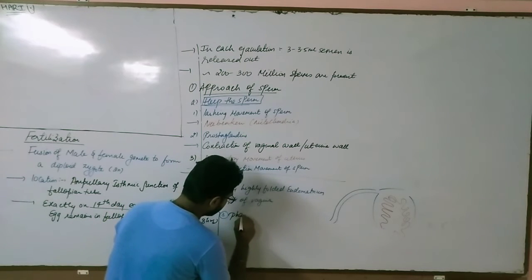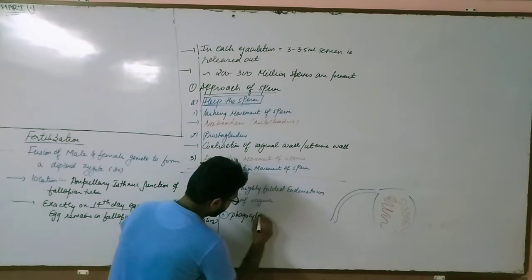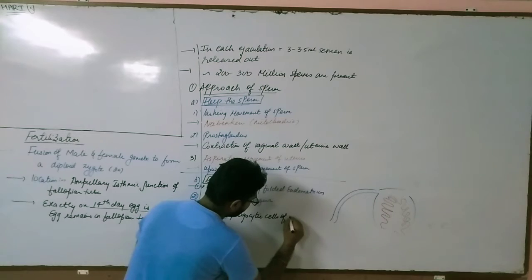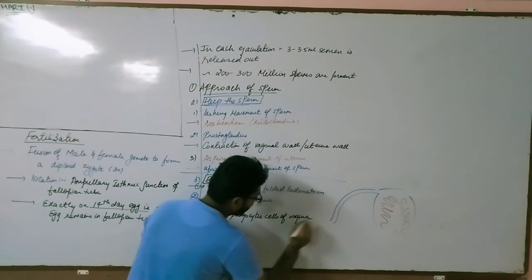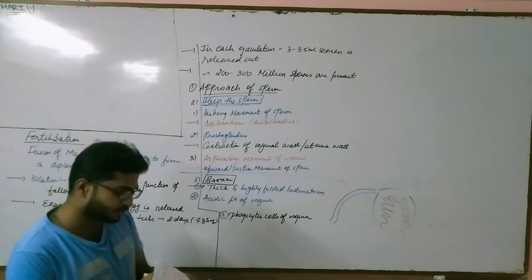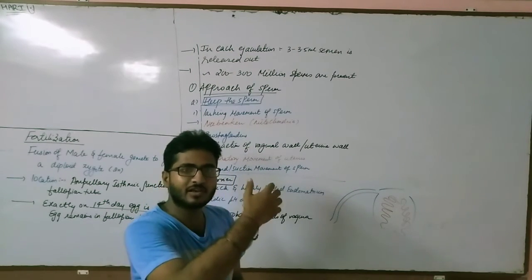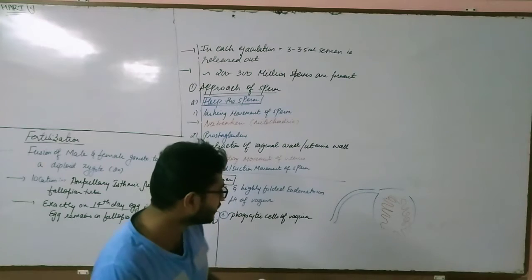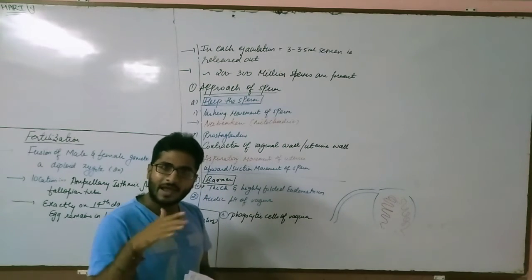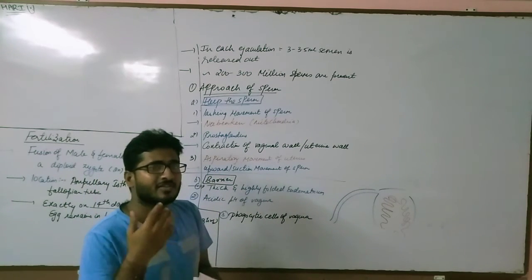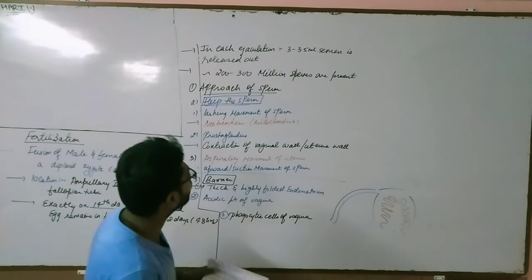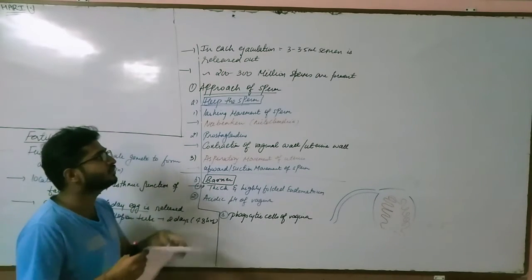Third is phagocytic cells of vagina. What will these phagocytic cells do? Phagocytic cells will perform the function of phagocytosis. And what is phagocytosis? It is basically engulfing the sperms by endocytosis, and through exocytosis the digested sperms will be released out from the female reproductive tract.